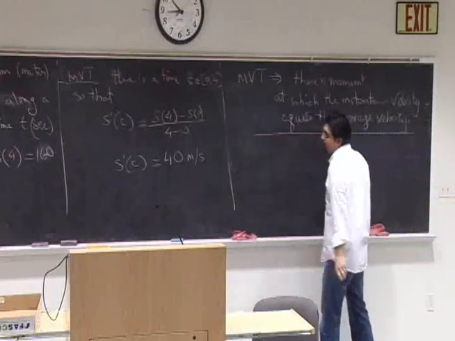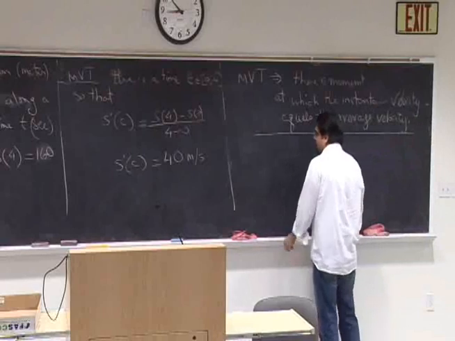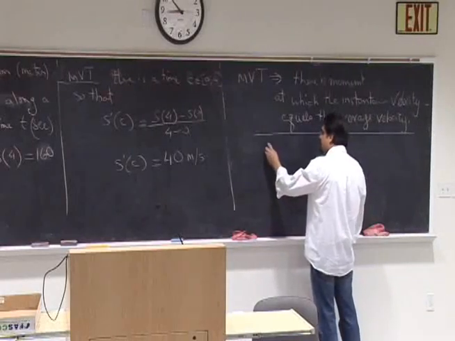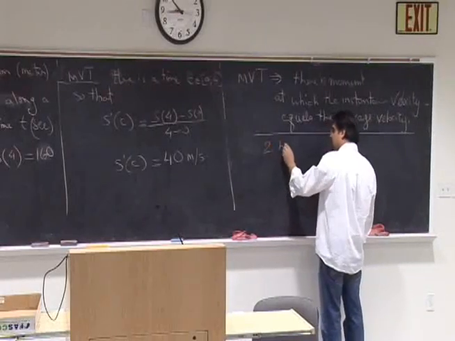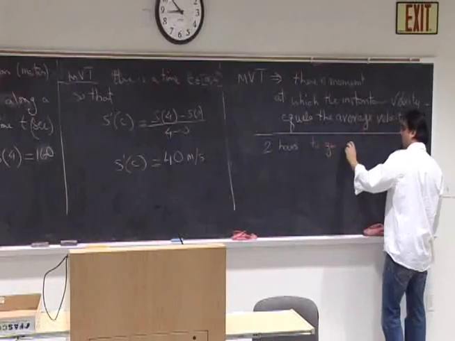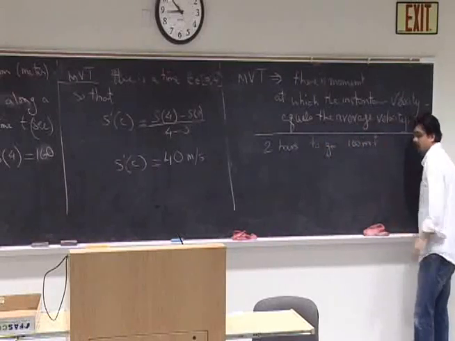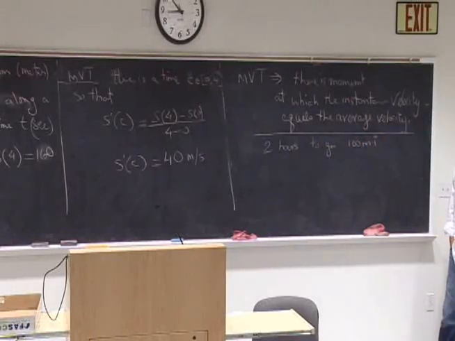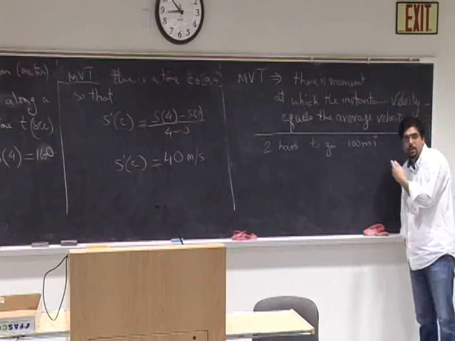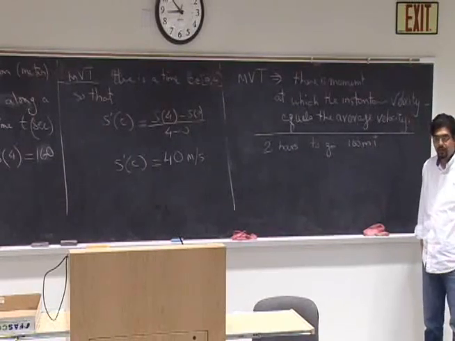Perhaps these numbers didn't make the point clear. Let me do one more example. Suppose it takes you 2 hours to go 100 miles. Okay. What is your average speed? 50 miles per hour, yes?